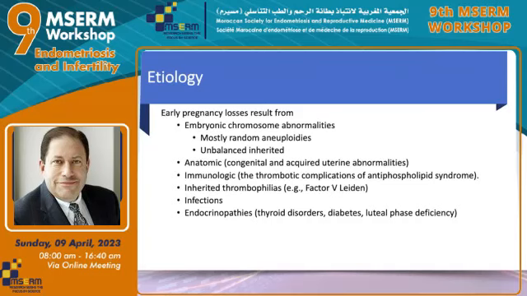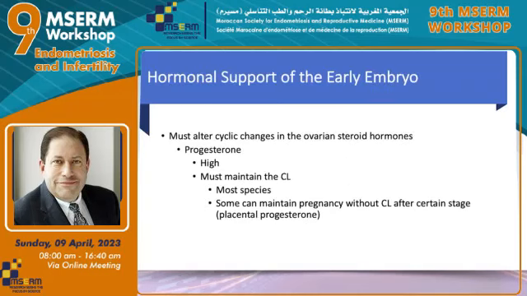There can be anatomic abnormalities, both congenital or acquired. You can have immunological aberrances, for example, thrombotic complications of the antiphospholipid syndrome. Inherited thrombophilias like factor V Leiden can lead to early problems with the placenta and thus loss. Infections still play a role, and depending on your community, a lot of comorbidities may play a greater role. And then finally, there's endocrinopathies, and that's what we're going to focus on the rest of this presentation today, and in particular, the luteal phase deficiency.